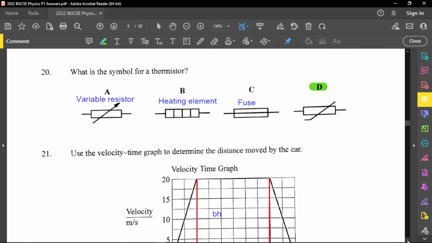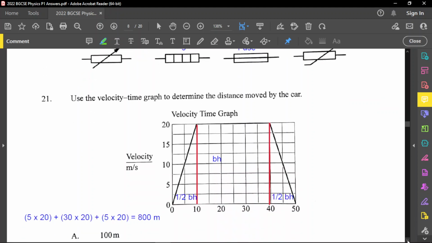All right, and so 21 is a velocity-time graph. We use the velocity-time graph to determine the distance moved by the car. An easy way to calculate this is to break up the graph into different shapes. We have two triangles and a rectangle. To find the triangle parts, it's half base times height. The rectangle is just base times height, and then we have half base times height right here.